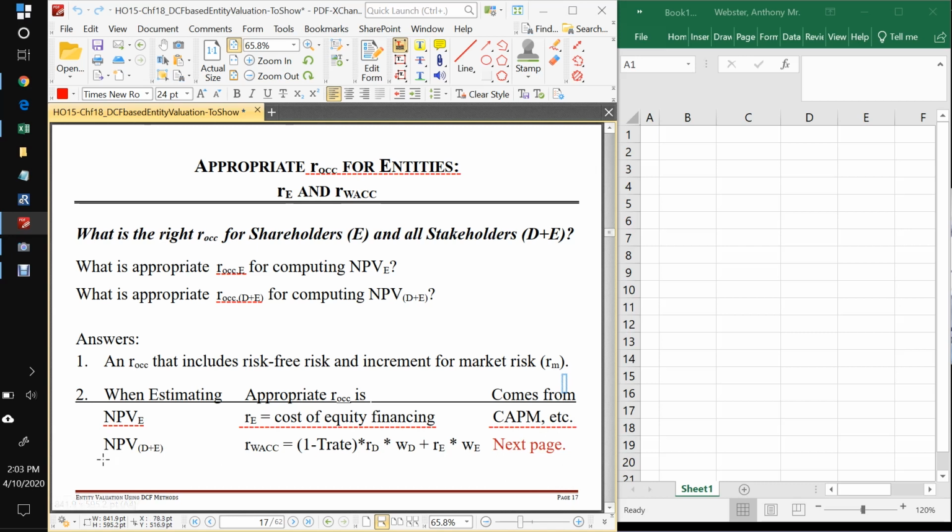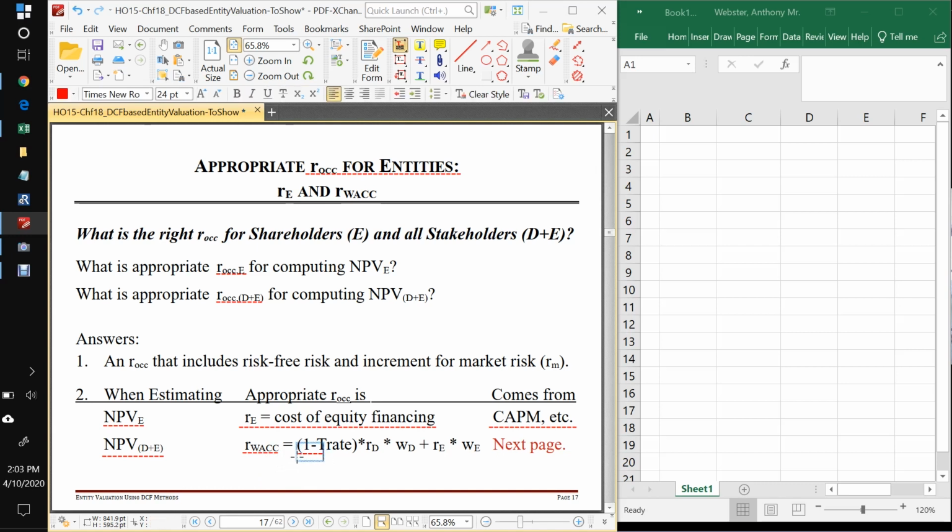Okay. All right. So when we're valuing the firm for everybody, we're trying to get an NPV for debt holders and shareholders. The discount rate that we're going to use is called RWACC, and that stands for the weighted average cost of capital. Sorry about that. And this is something, again, we just need to know.